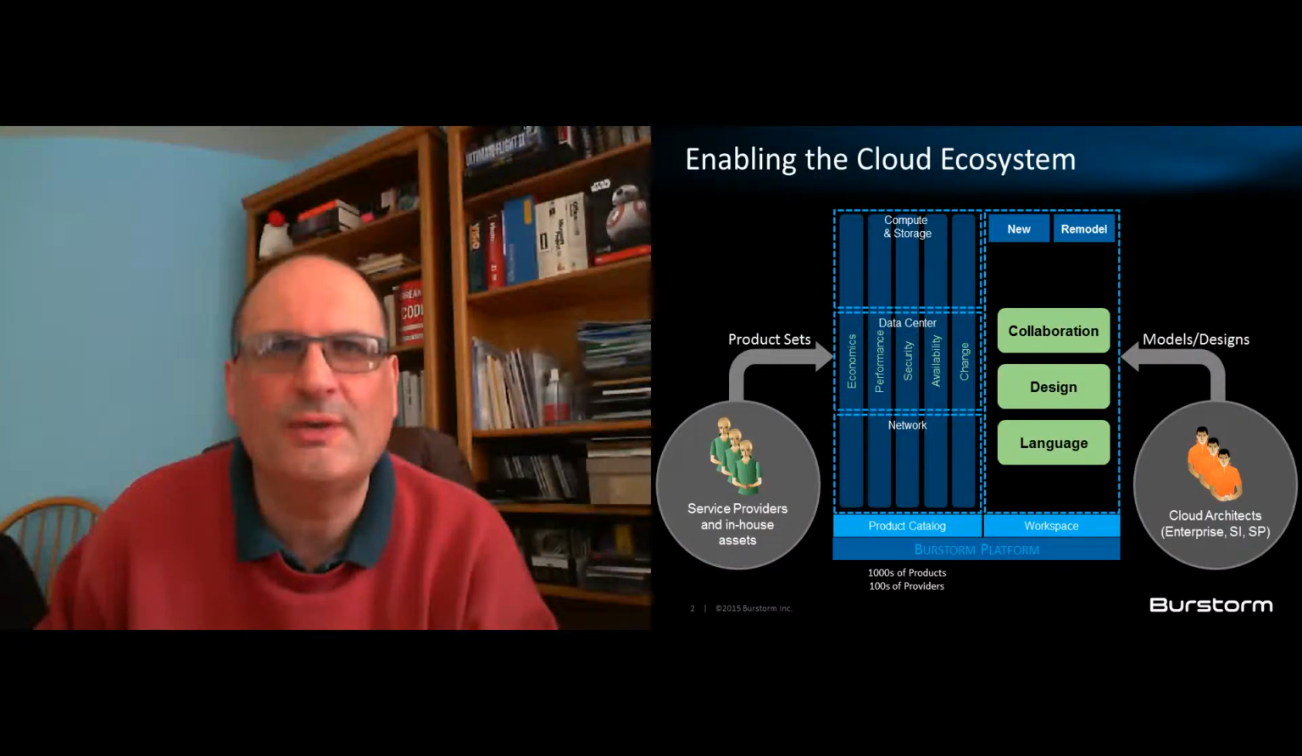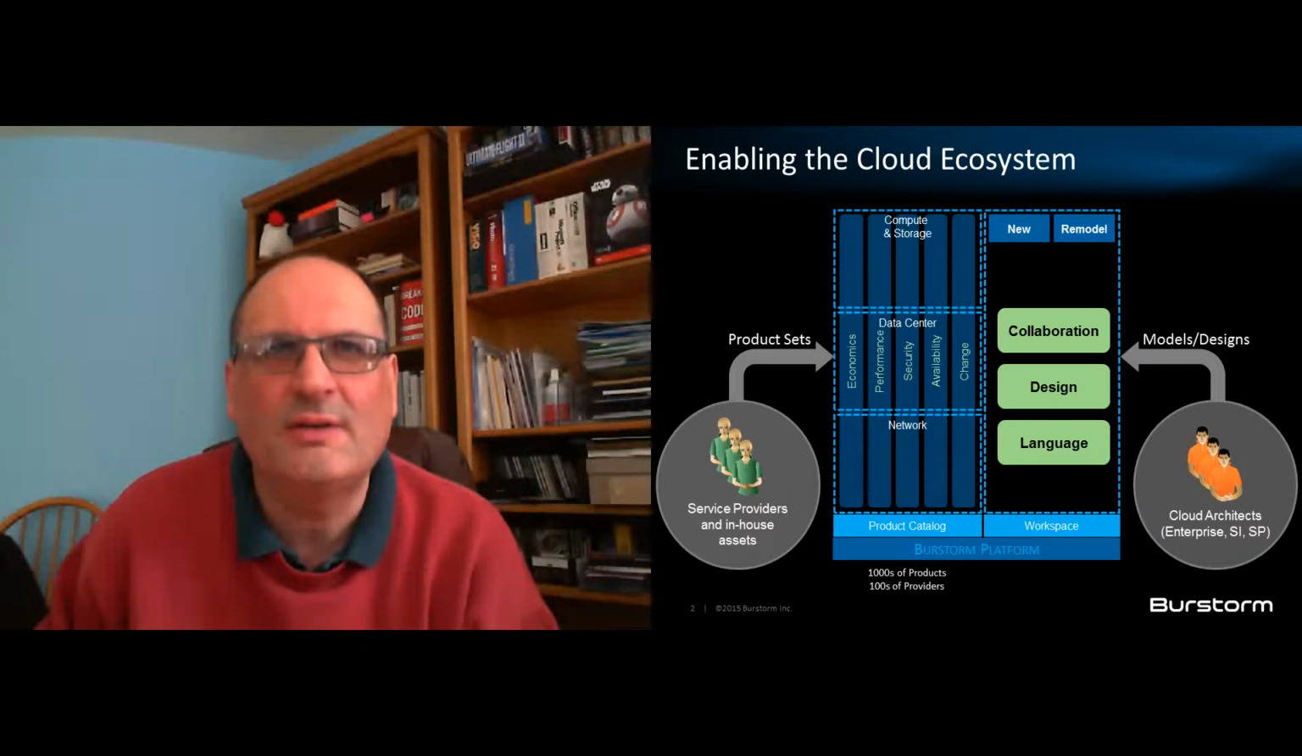In this segment I'm going to introduce you to some terms and concepts that are unique and important in the Burstorm application. Before we dive into the details, let me explain what the Burstorm application is designed for. At its core, we're just trying to enable the cloud ecosystem, both from a product manager's perspective, giving them tools to manage their products in the context of compute and storage, data center, and network, and describing the aspects of economics, performance, security, availability, and change.